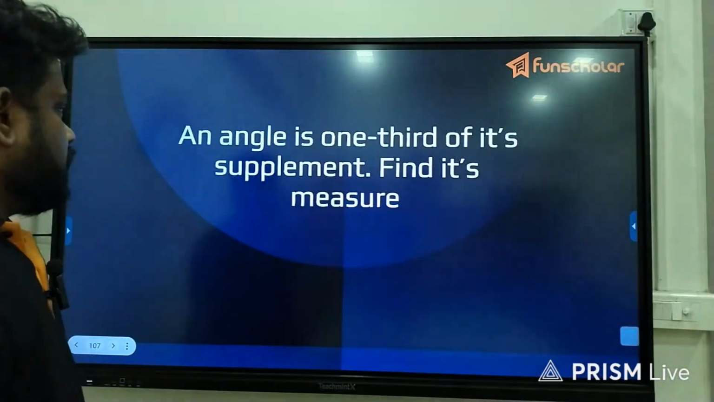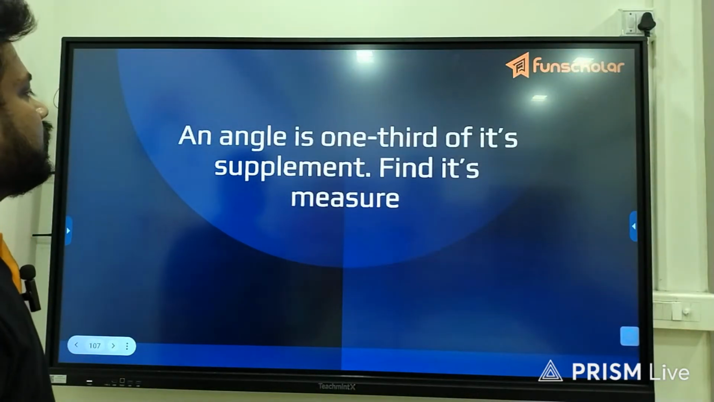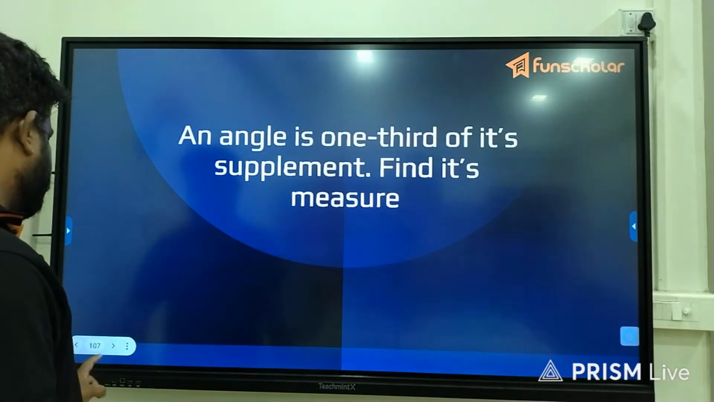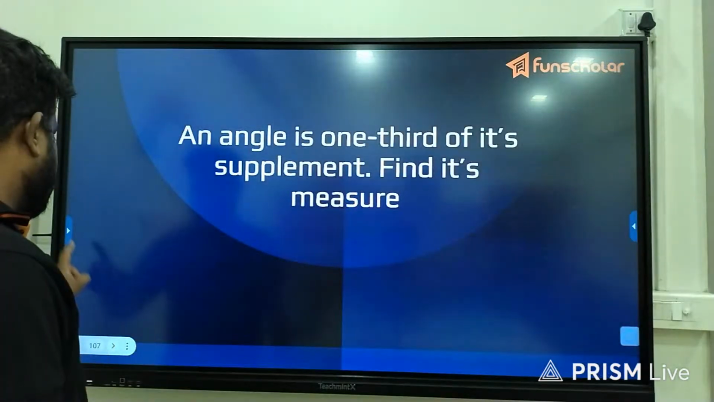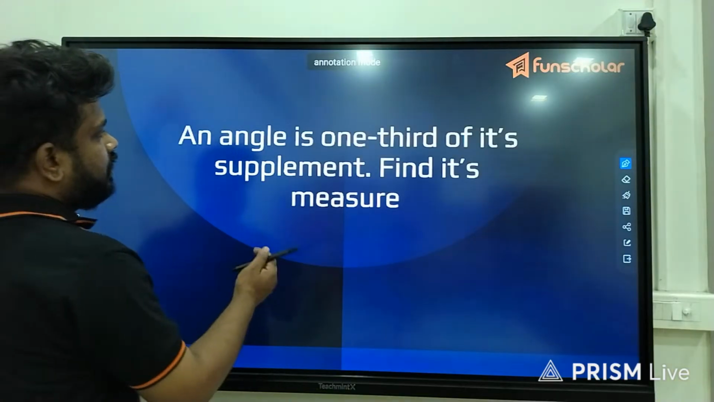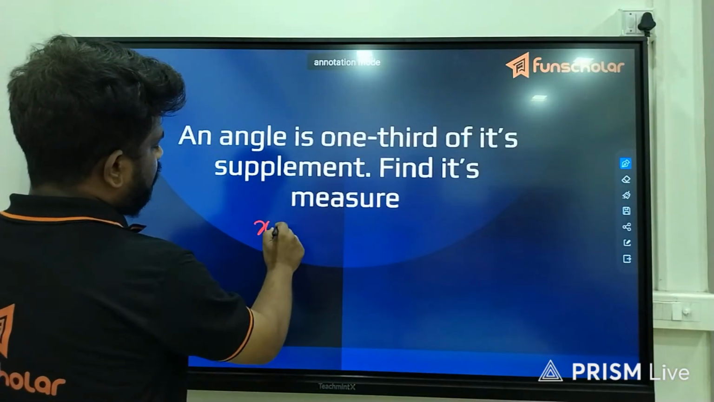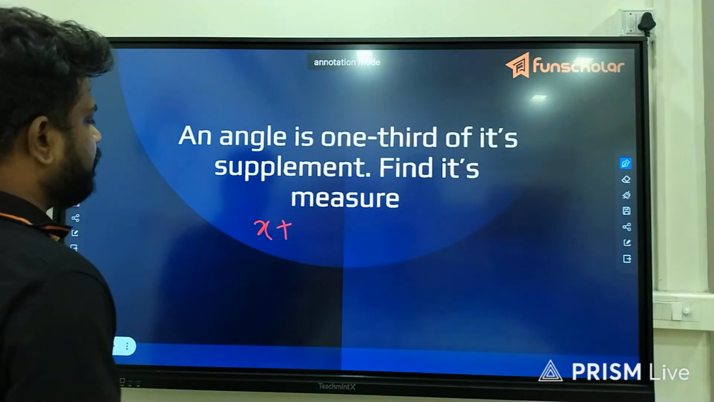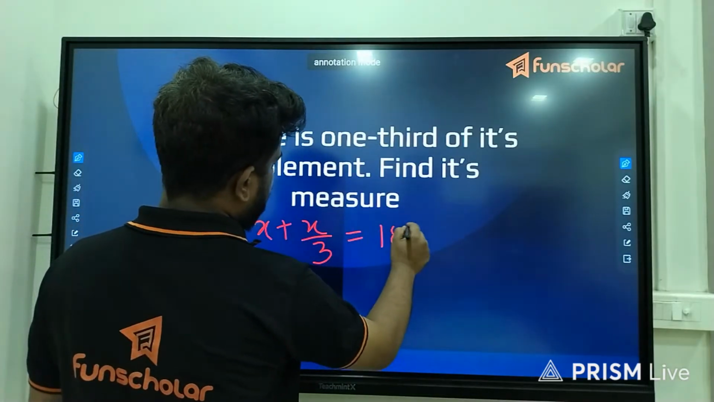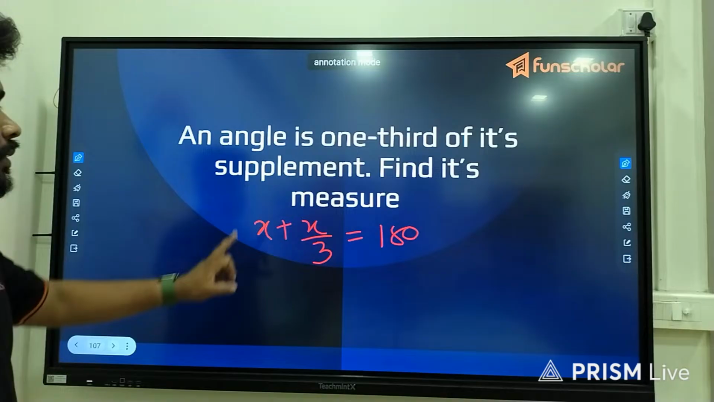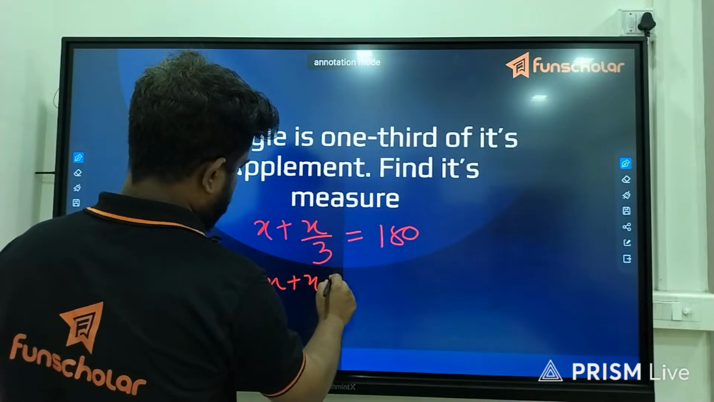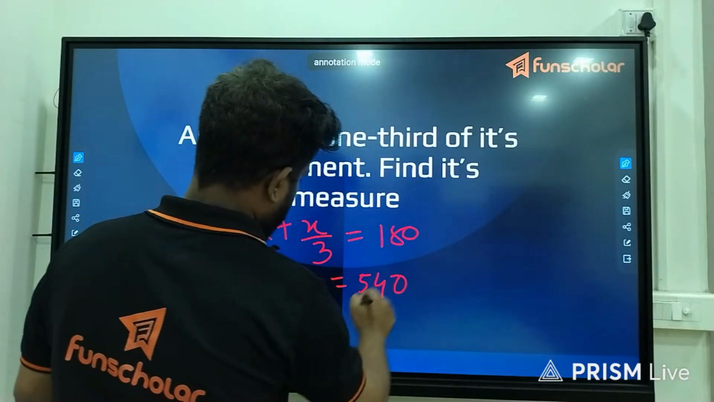Next, an angle is one third of its supplement, find its measure. These are all practice questions you have to do at home. So if an angle is x, its supplement will be 180 degrees.